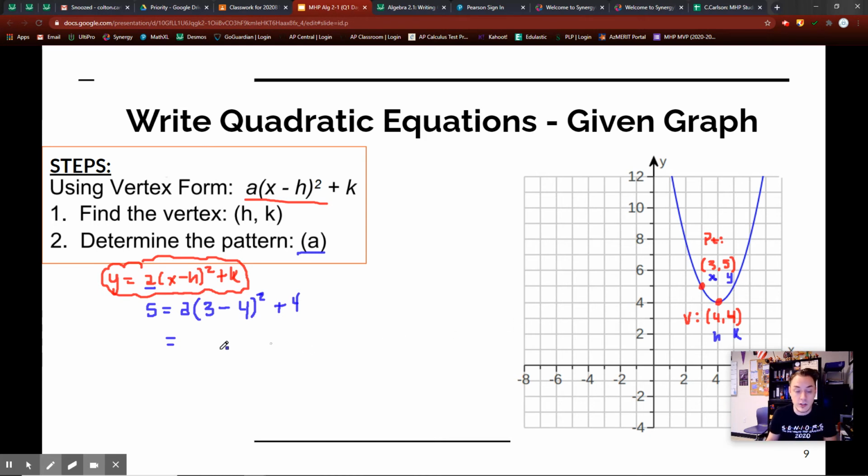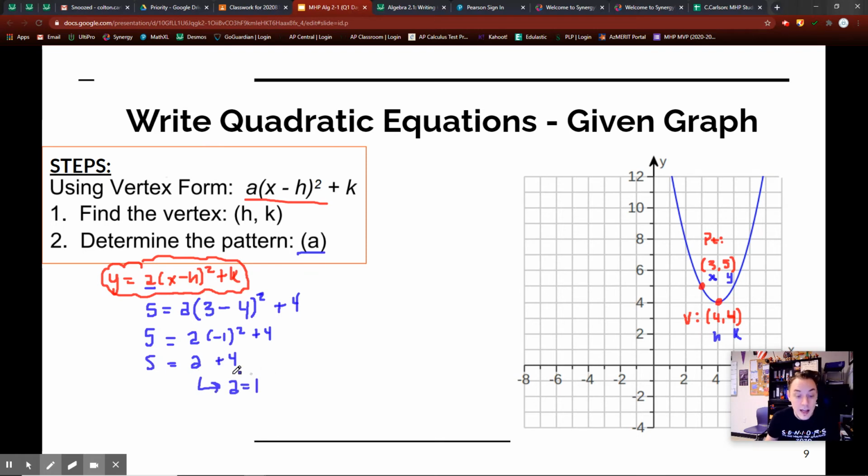Your quadratic equation, your actual quadratic. So how do I simplify this? Well, 3 minus 4 in parentheses, that's just -1. I square that plus 4. -1 squared is just 1, and then times a is just a. So I am given this. I subtract the 4 over, so that means a equals 1.